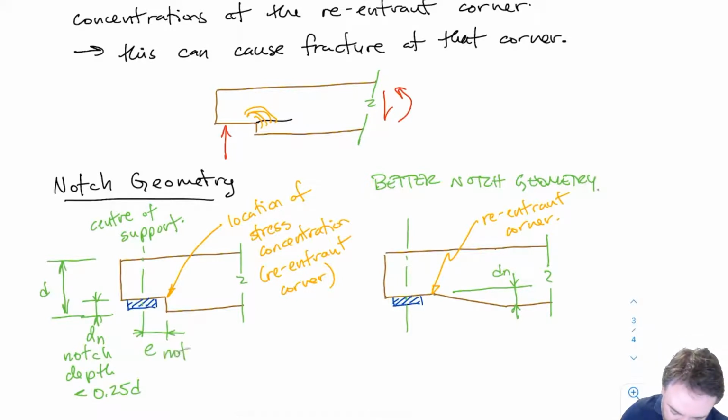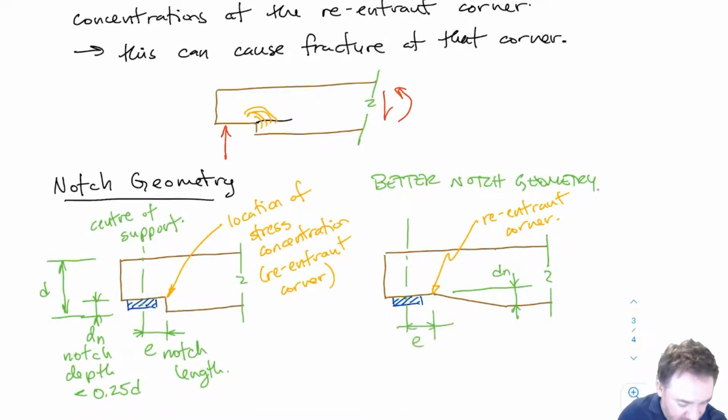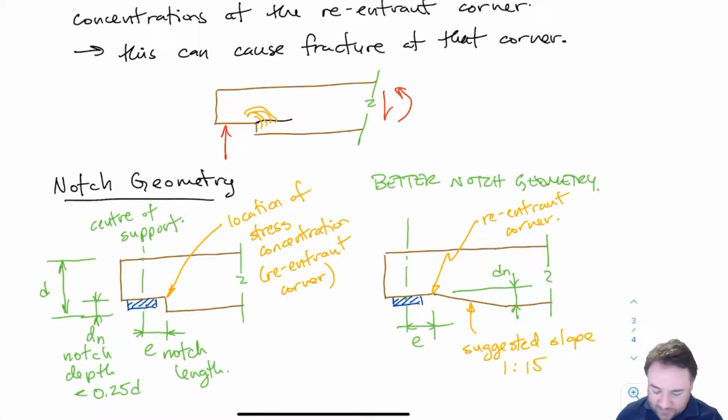And the last one that we need is this parameter here, which is E, our notch length. And that is measured for this equation from the center of the support to the first reentrant corner. And this is where it will be on the other side. Now, if you're looking for what is a good slope here, there is a suggested slope for this type of detail, and that slope would be 1 to 15. Okay, so now we have our E, which we're going to need in our equations. The larger the E, the worse the case is, and we have our notch depth dn, which also, the larger the notch, the greater the reduction in strength.